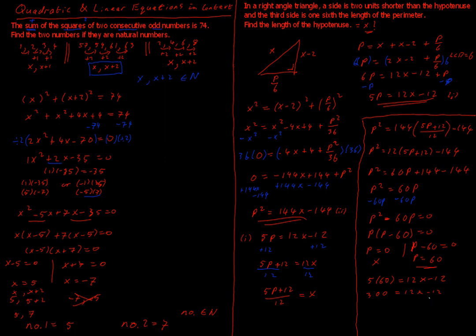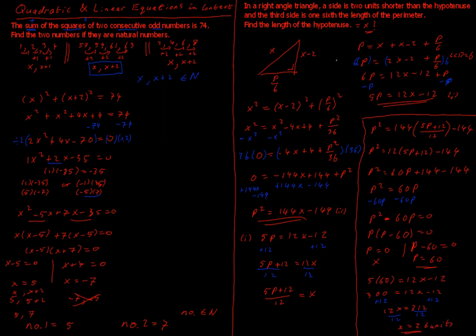Rearranging, 12x is equal to 312, dividing both sides by 12. I get x is equal to 26. And units, because it mentions that we're dealing with lengths in this situation. And that is my hypotenuse, which is what I was looking for. So that's the job done.